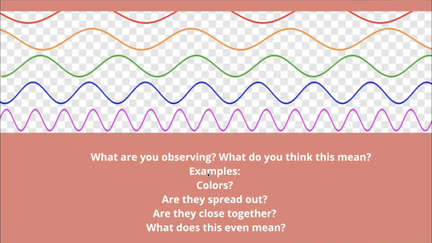So our warm-up today is this question: what are you observing, and what do you think this means? For example, you can talk about the colors and what you think the colors mean. You can talk about how spread out the line is in comparison to this purple one where the lines are super close together, and what this means, or anything else that you are observing off of this graph. So take 2 minutes, pause the video, and write down your thoughts.